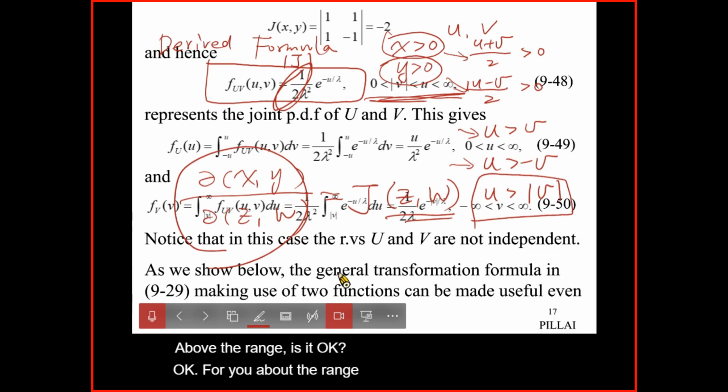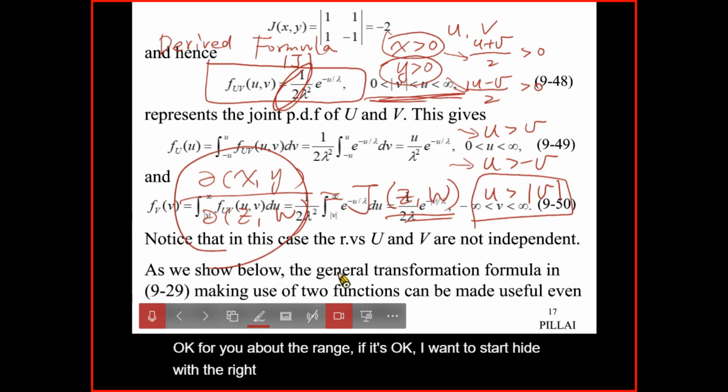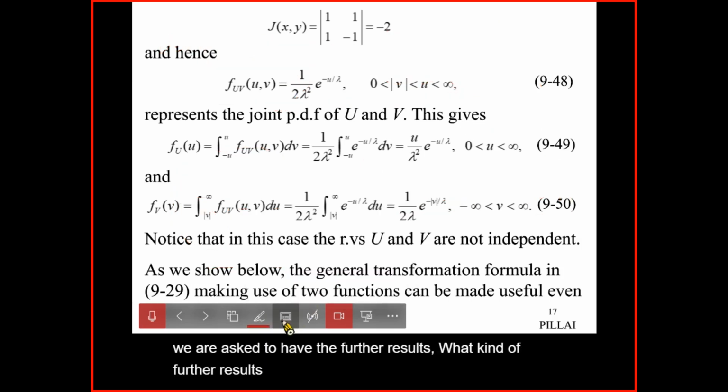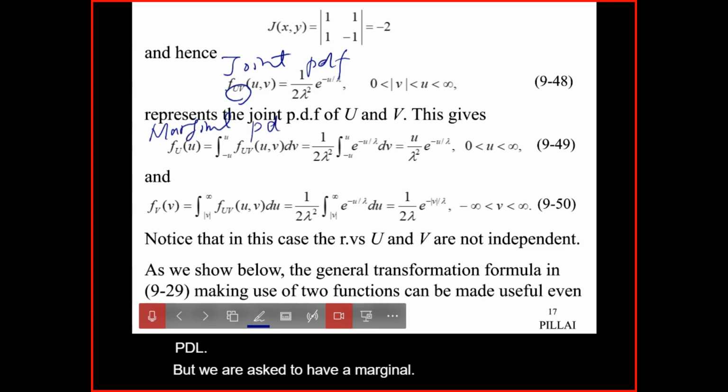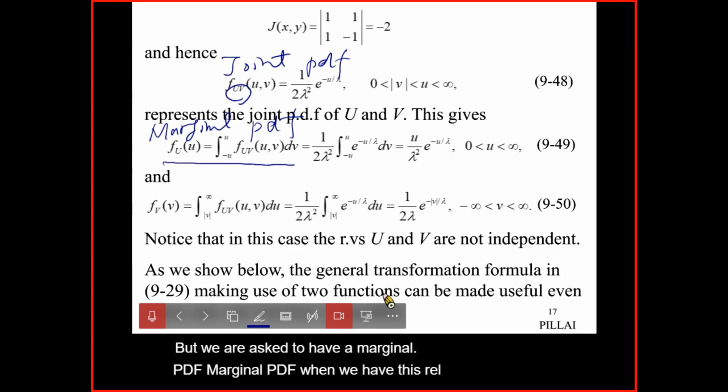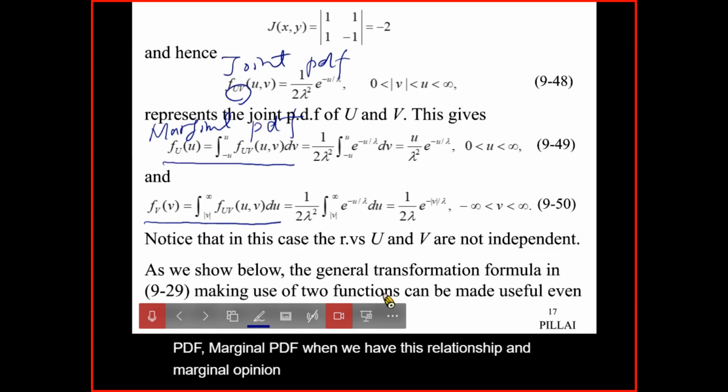If everything is okay, I want to specify the joint PDF and the range, because sometimes we are asked to have further results. What kind of further results? This one. We have a joint PDF, but we are asked to have a marginal PDF. Then we have this relationship.